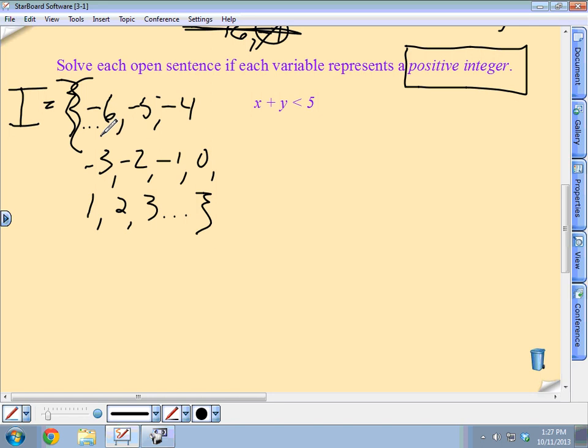Okay, so solve the open sentence if each variable represents a positive integer. So they only want the set of positive integers. And so what did we call those before? What are positive integers called? Not whole numbers, because whole numbers include 0. We call them the natural numbers. You might have seen it like that with a capital N. The counting numbers, 1, 2, 3, 4. So that's what they want to know. So if the x and the y have to be positive numbers, what solutions can we get? So the very lowest one we have is 1. So if x is 1, what is y to make that sentence true?